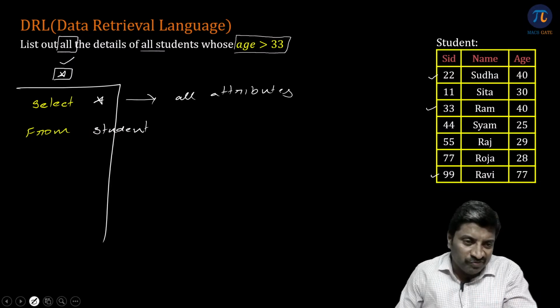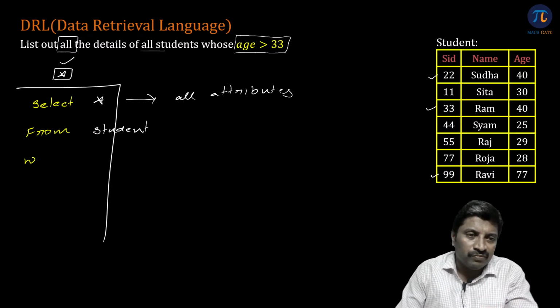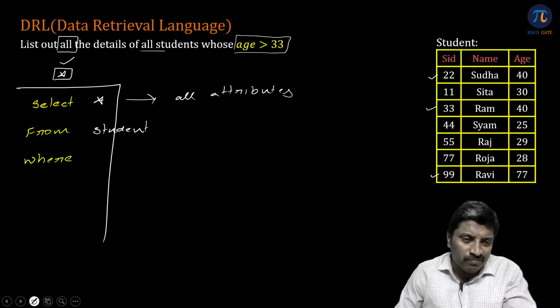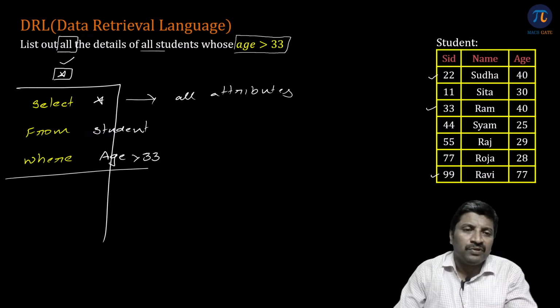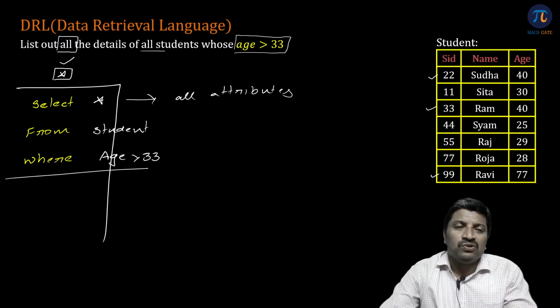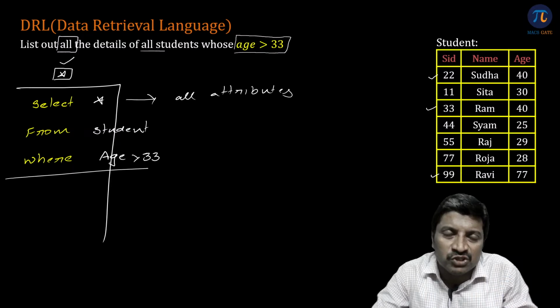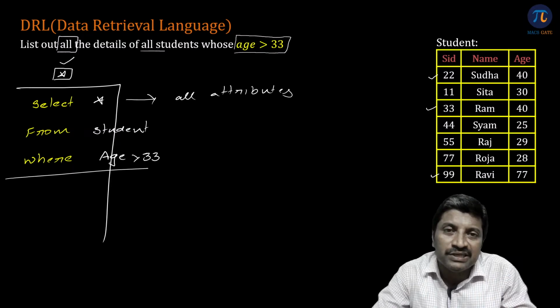So I need to specify the where clause. Where, what is the condition they given, sir? The condition they given is age must be greater than 33. Please check it, sir. So we need all the details for the students whose age is greater than 33.